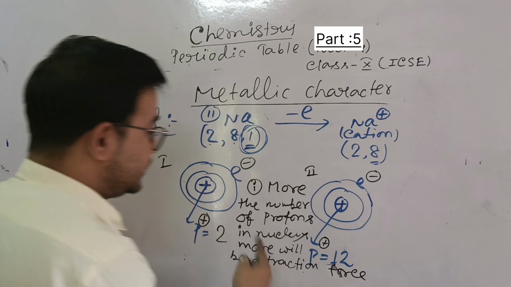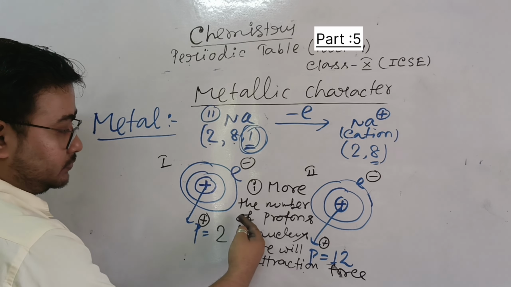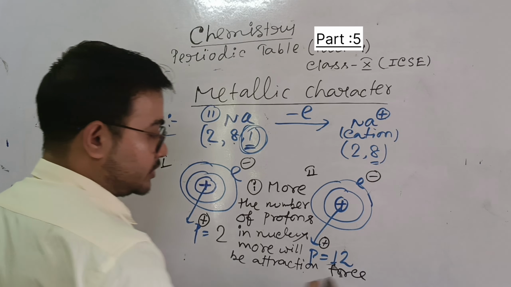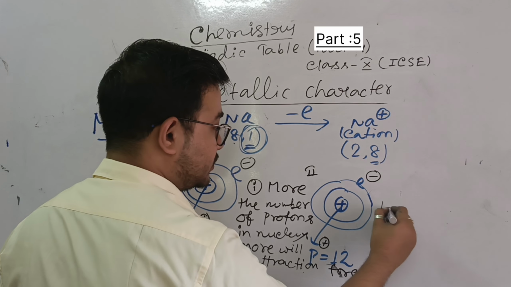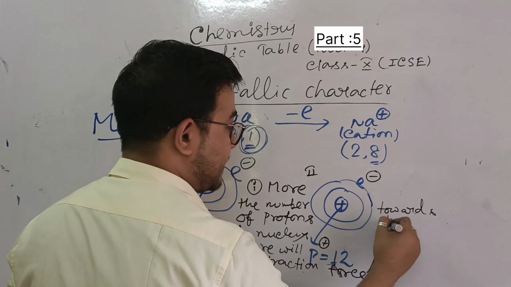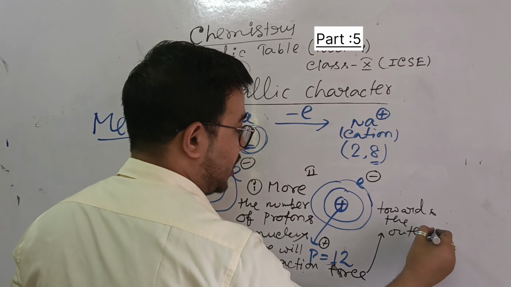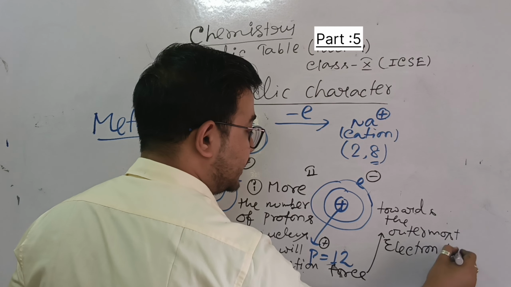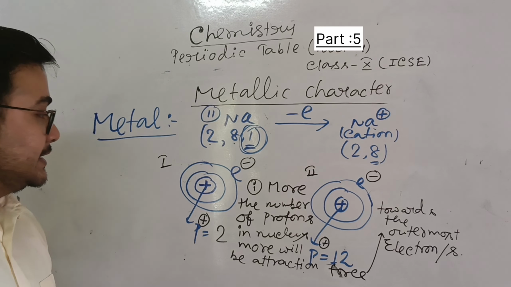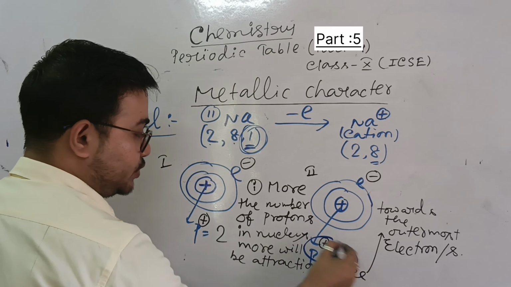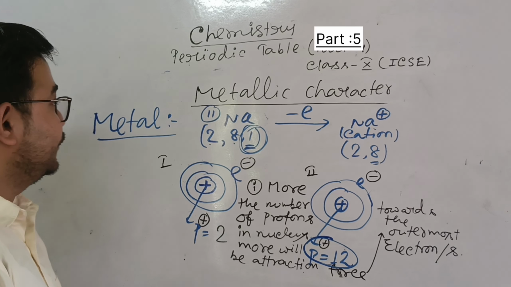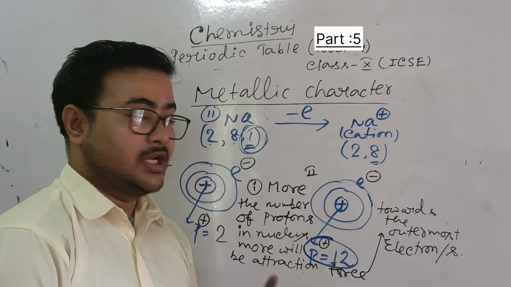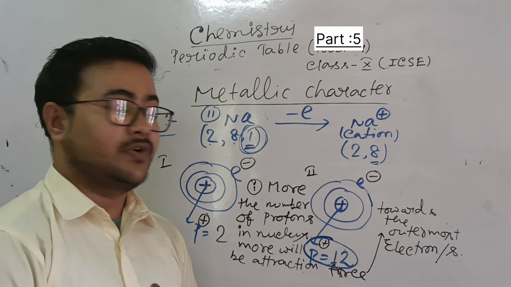So the more the number of protons in the nucleus, the more will be the attraction force towards the outermost electron or electrons. Okay, since here the number of protons is 12, there is more attraction force. So from this it is very clear that more protons means more attraction force. Now you tell me the answer to a question.